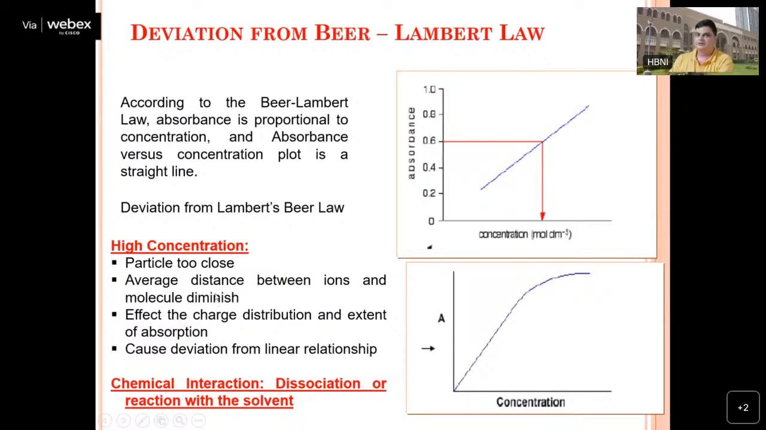So what is the reason for this? At a high concentration, the particles become very close, and the average distance between the ions and molecules diminishes, and this affects the charge distribution and the extent of absorption, and that is the reason it causes deviations from the linear relation. And as I told you, chemical interactions, sometimes dissociation or reaction with the solvent, also cause these deviations.